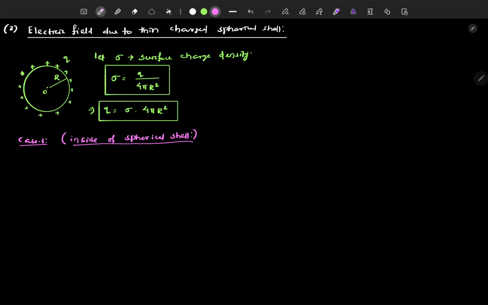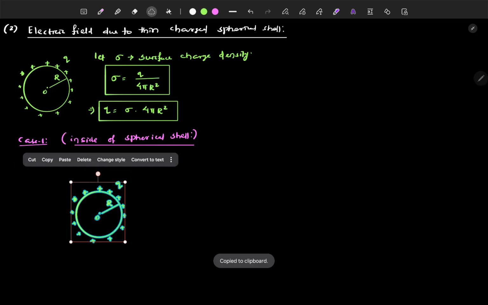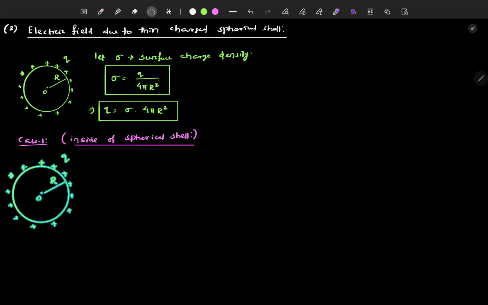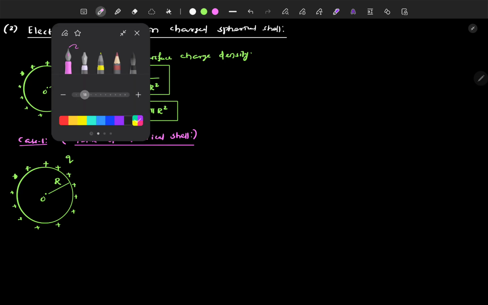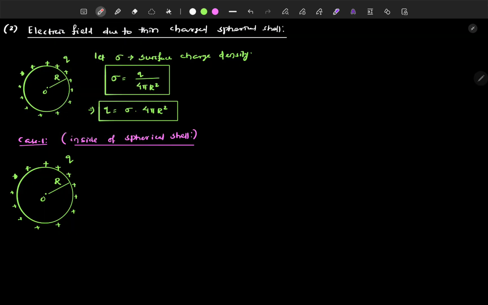Inside of spherical shell, what will be the value? Now see this thing. To find the electric field inside the spherical shell, let's think about the Gaussian surface. At a distance smaller, let us consider a Gaussian surface. It is a sphere having a radius smaller. This is your Gaussian sphere.